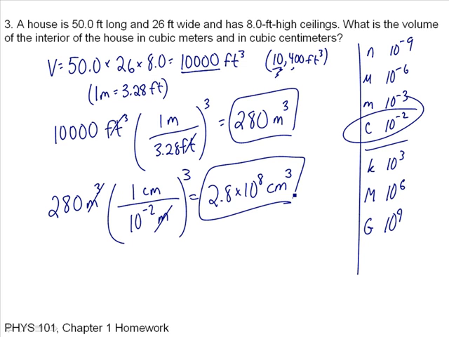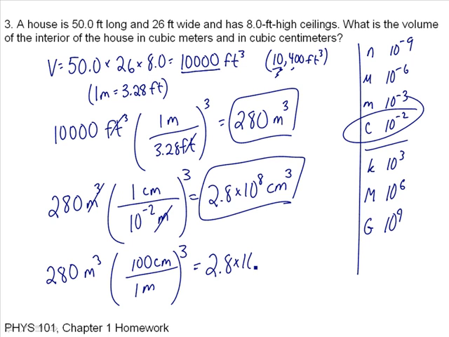By the way, another way of doing this second one, and this is usually the way that I think about it, 280 cubic meters. I know that in 1 meter there are 100 centimeters, and hopefully you'll get to know this as well. And then it's just a little easier for me to do the numbers in this way. So it's 2.8 times 10 to the 8 cubic centimeters. Whatever you choose to do is fine.